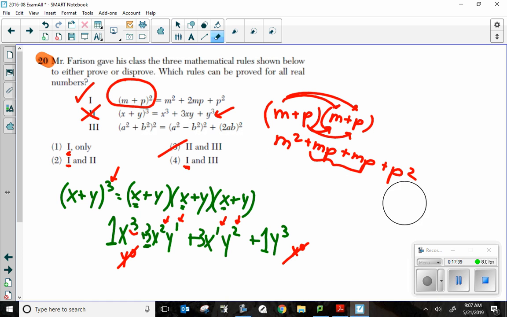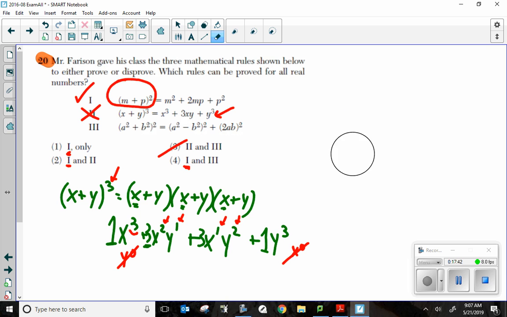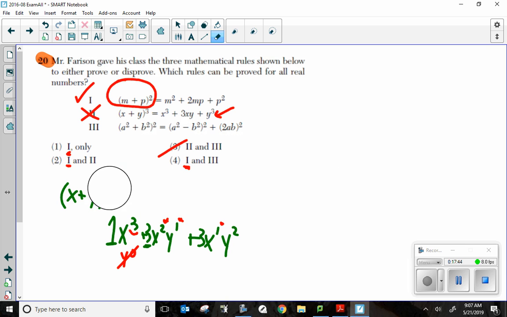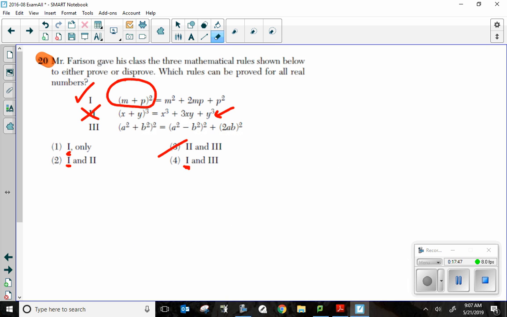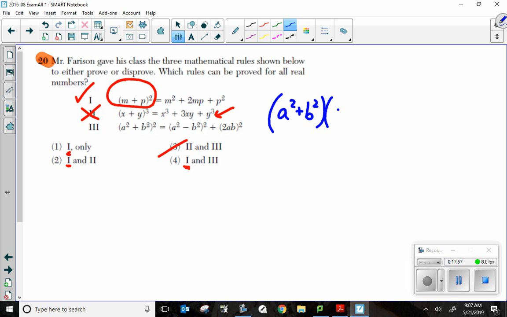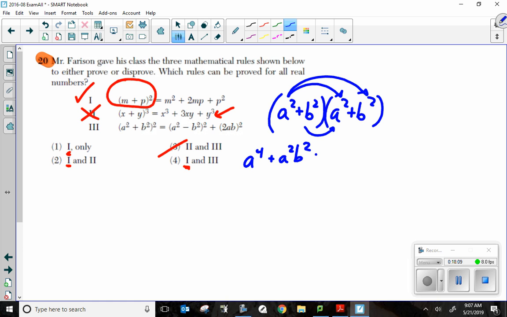It doesn't look true, but you know, every once in a while the test tries to throw a curveball at us. Let's see if this is the case. I'm going to take a squared plus b squared, and I'm going to square it. So I'm going to take a squared plus b squared and multiply it times itself. So that's a to the 4th, plus a squared b squared, plus another a squared b squared, plus b to the 4th.